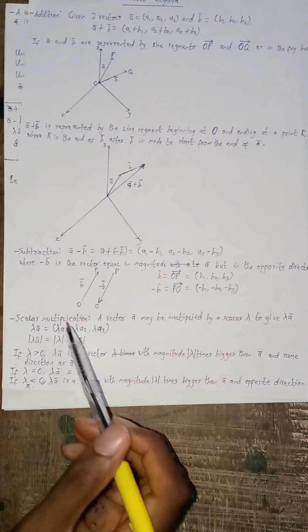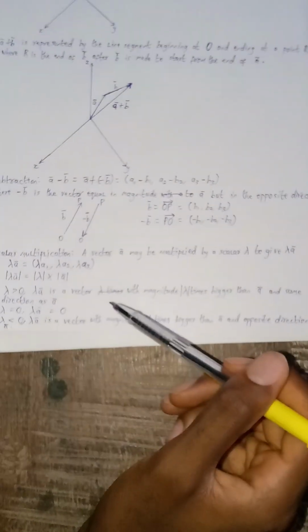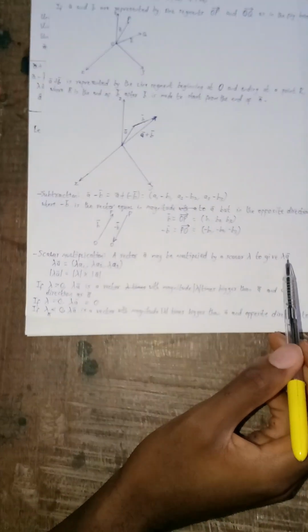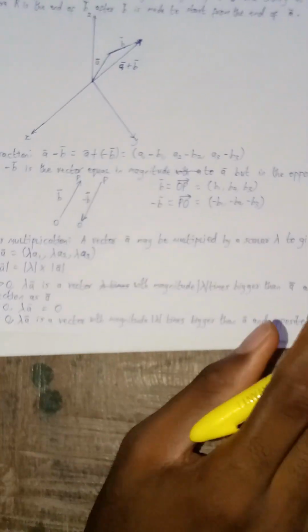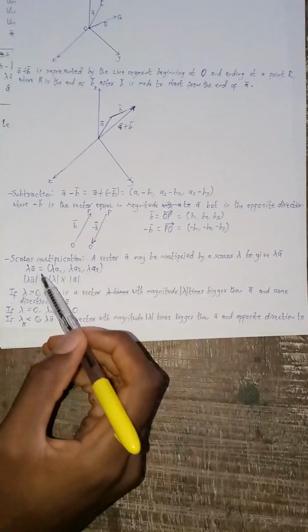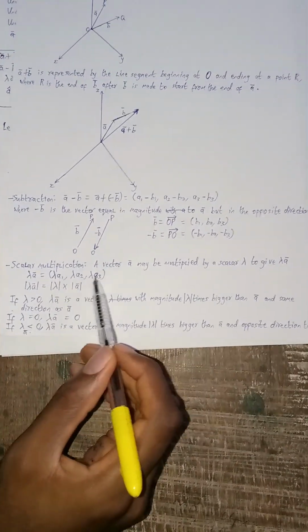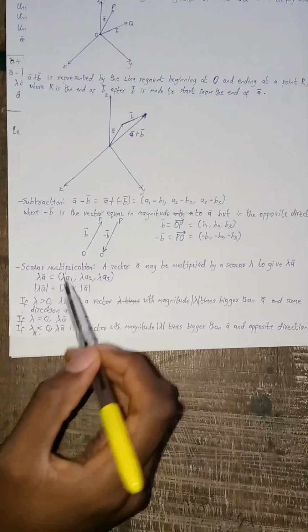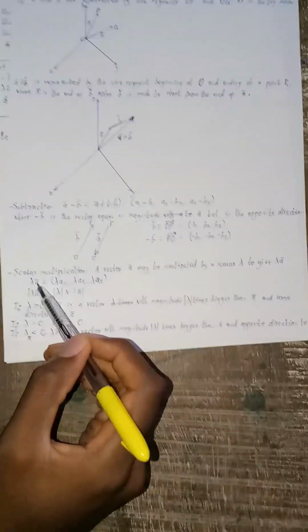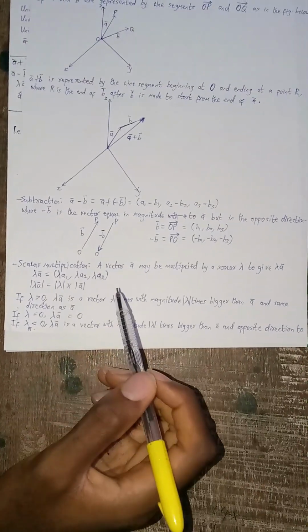Now for scalar multiplication, you can multiply a vector by a scalar. That is the same thing as multiplying a vector by just a normal number, a number that is just magnitude. Multiplying a vector by a scalar is the same as multiplying each component of the vector by that same scalar. So lambda A is equal to lambda A1, lambda A2, lambda A3.